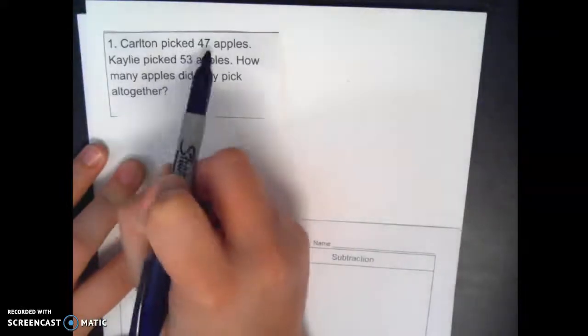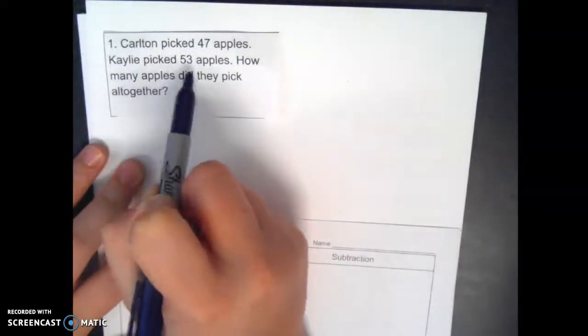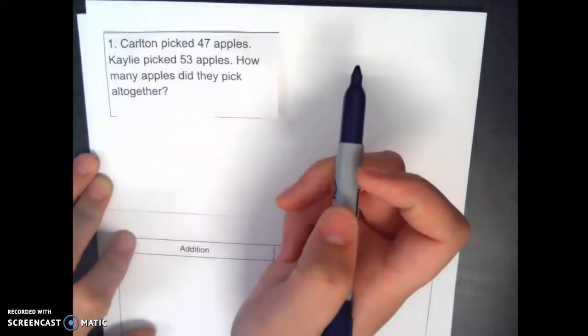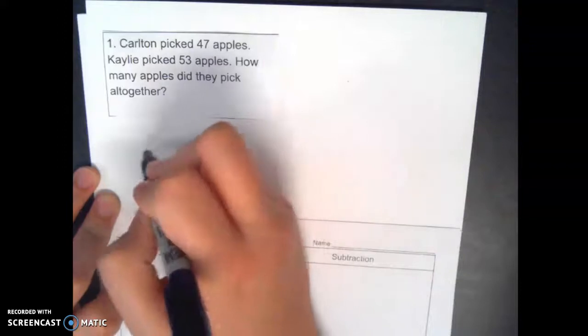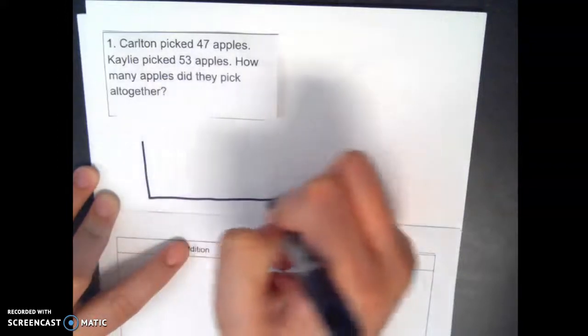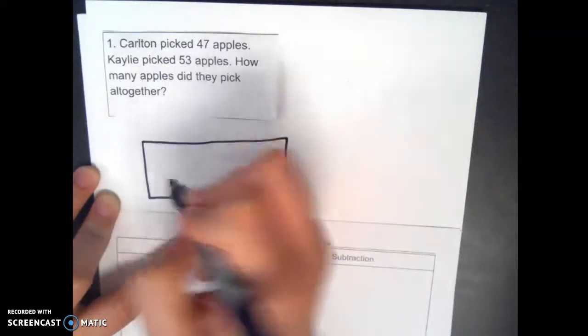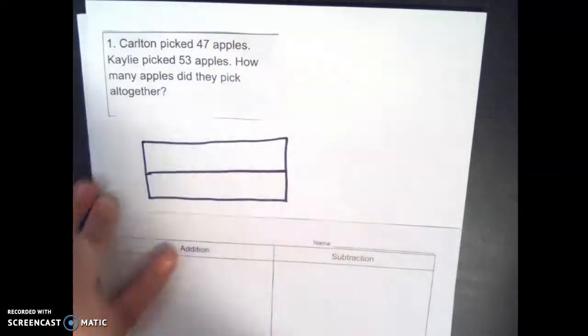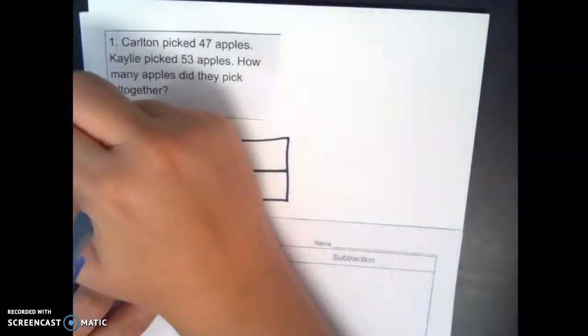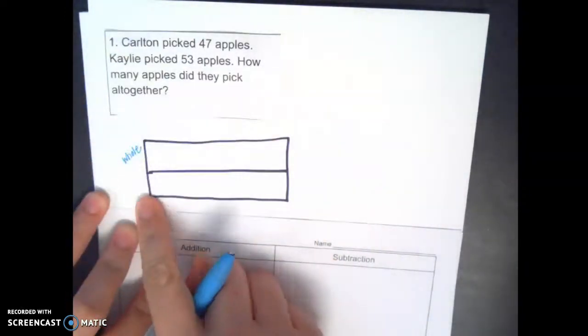Carlton picked 47 apples. Kaylee picked 53 apples. How many apples did they pick all together? Well, let me see. I'm going to start off by drawing a strip diagram, because I like strip diagrams. I know that the top is my whole, and I can write that here. And the bottom are my parts.